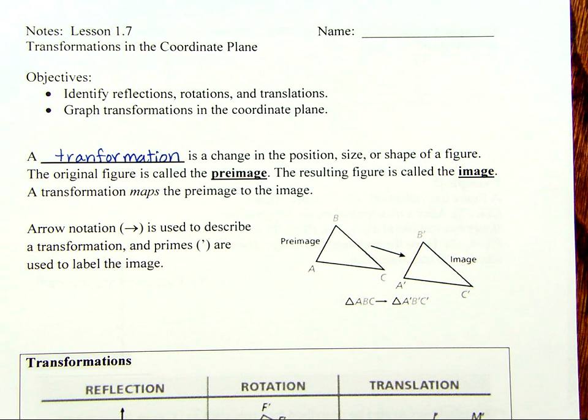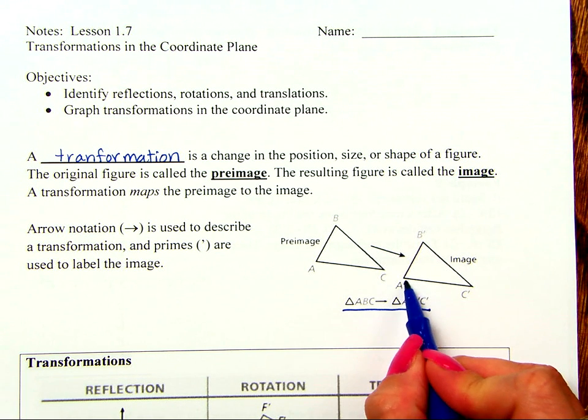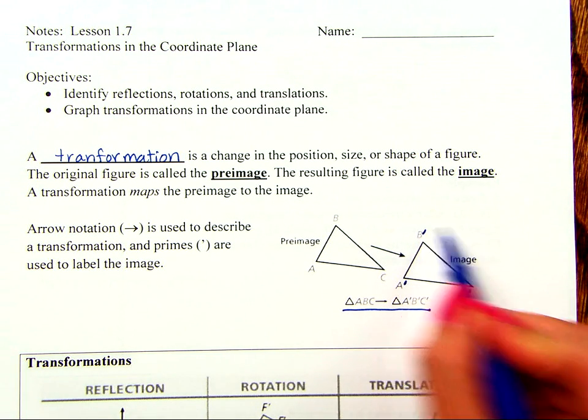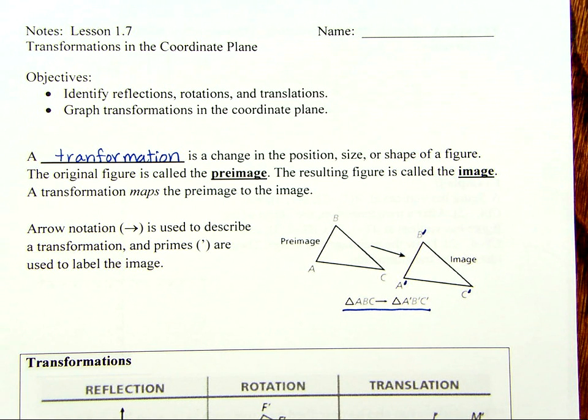They point out to us that arrow notation is used to describe the transformation, and that primes are used to label the image. So this is what they're referring to when they talk about arrow notation. This statement reads that triangle ABC is mapped to triangle A prime, B prime, C prime. And these little tick marks here are what they're calling the primes. So we have our before, the pre-image, and our after, the image.